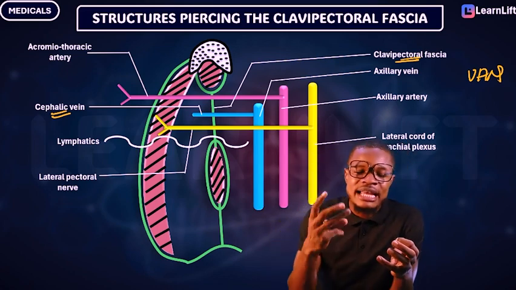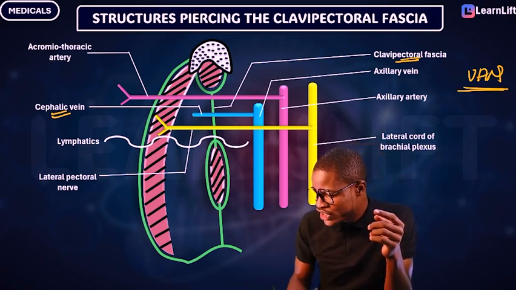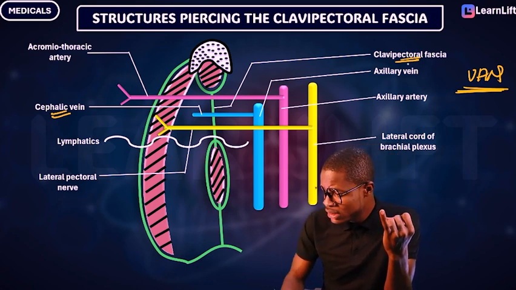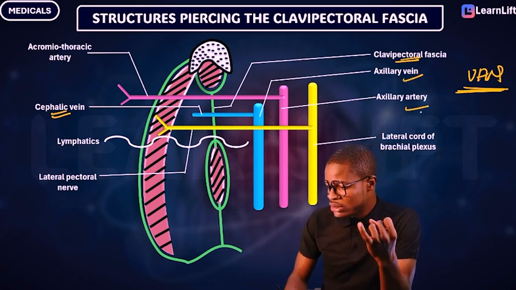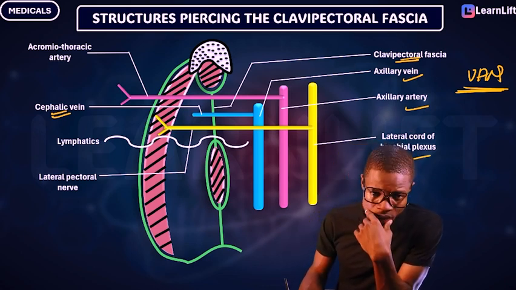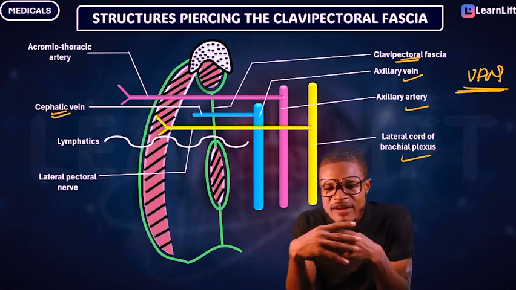Don't forget that I gave you 3 major things there. First, I gave you your vein, artery, and nerve. The vein there is the axillary vein. The artery there is the axillary artery. The nerve there is the lateral cord of the brachial plexus. And then what are the structures that pierce through the clavipectoral fascia?